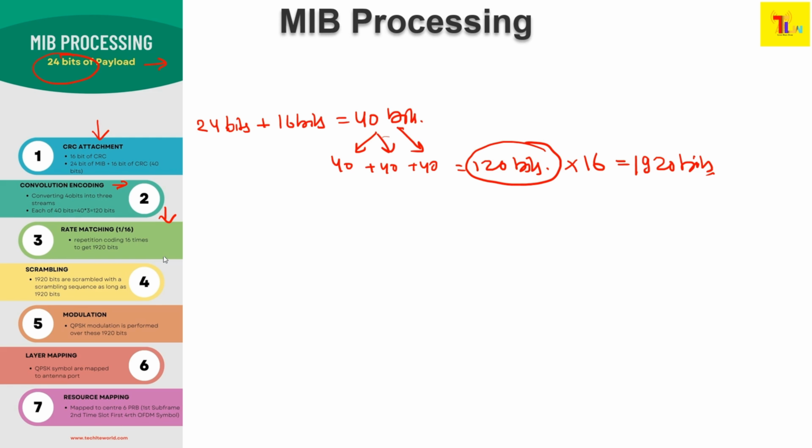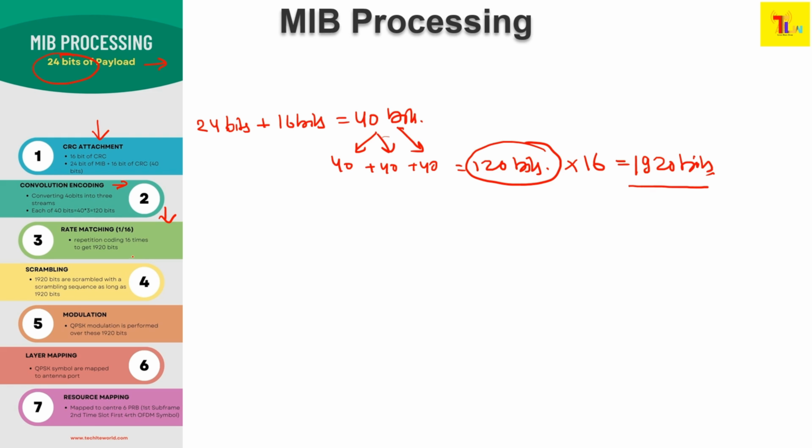Okay, so a 3-bit stream of information is created: the systematic bit, and there are two other bits. That we will cover in a separate topic when we discuss the physical layer processing in much more depth. So now, after rate matching, it becomes 1920 bits of information.